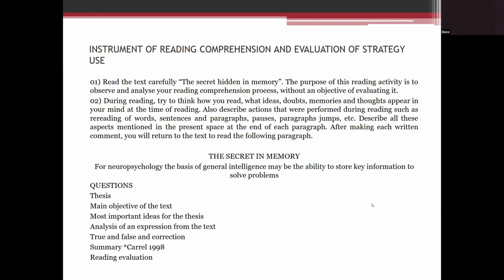Then they have a question of thesis, the main objective of the text, the most important ideas for the thesis, analysis of an expression from the text, true and false, and a correction activity from the true and false question, a summary. This summary was analyzed using Cahel's taxonomy. This taxonomy divides the summary into 4 levels, from the top to the bottom: the thesis, the most important, the medium ones, and the unimportant ideas. And the last question was a reading evaluation.